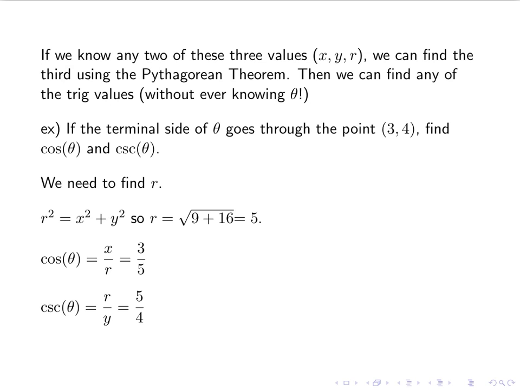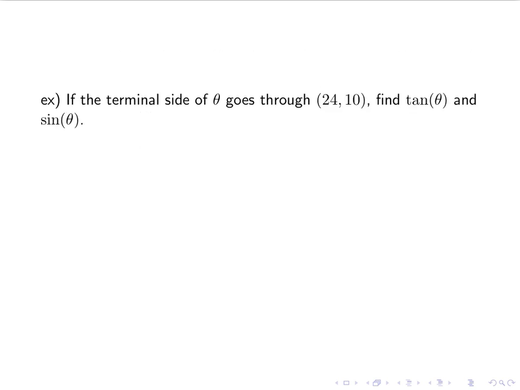So we're given 2 of the values. We use the Pythagorean theorem to find the third, and then we just go back to the definitions and make sure we're looking at the correct ratio. So as another example, if the terminal side of theta goes through 24, 10, find tangent of theta and sine of theta. So then we're going to find r first. 24 squared is 576. 10 squared is 100. The square root of 676 is 26, so r is 26.